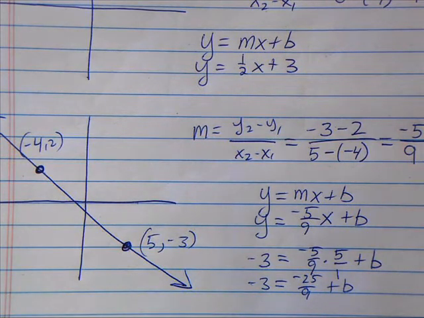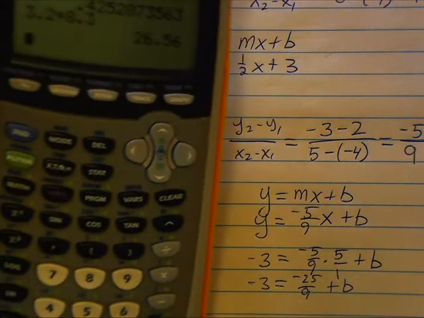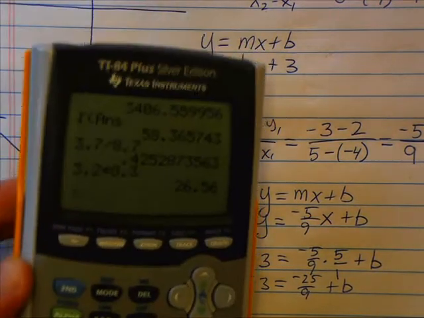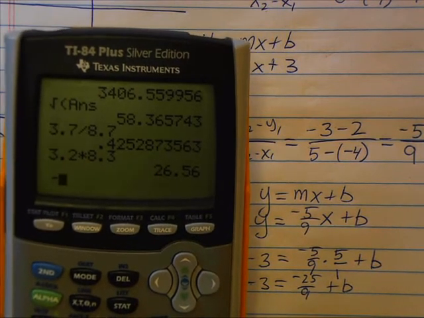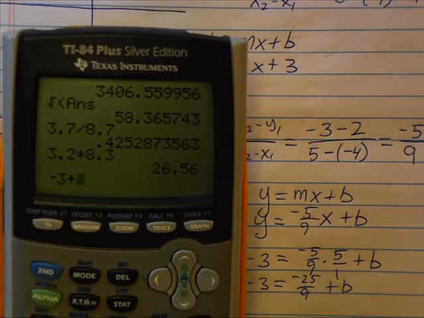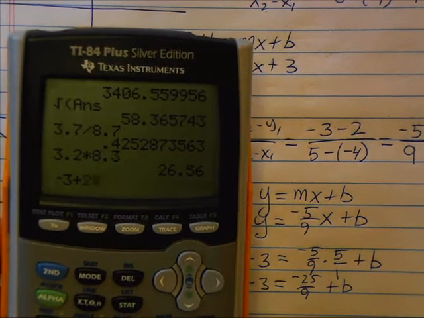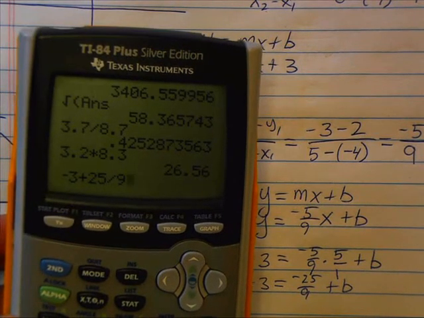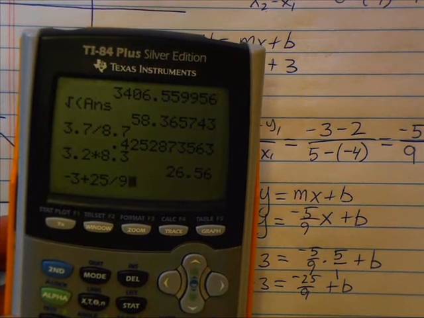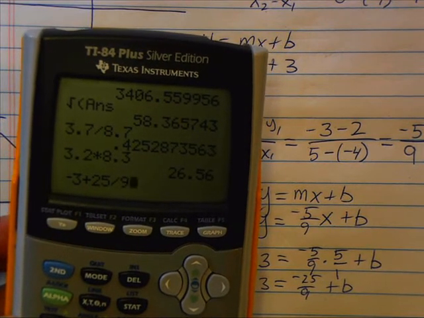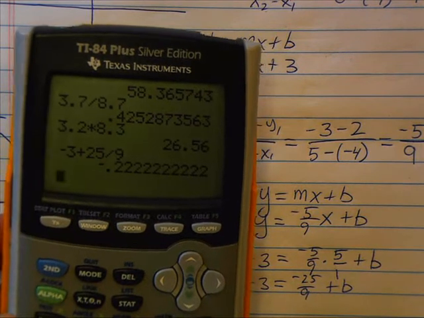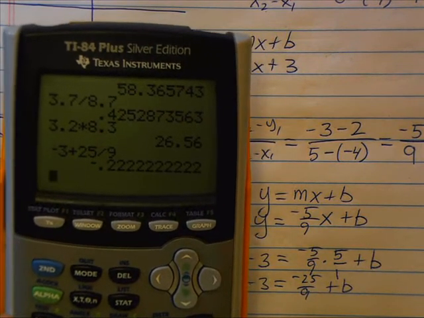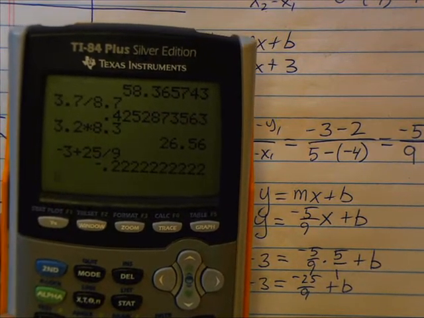Your calculator is very good with fractions. So if you need to add these fractions, you type in negative 3 plus 25 over 9. Type it in just like it looks. Use the divide symbol to get the fraction. And you hit enter. And your calculator gives you a big, long, ugly decimal, but that's okay because your calculator can give you a fraction answer.